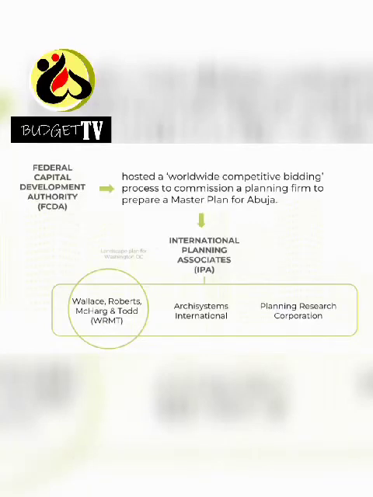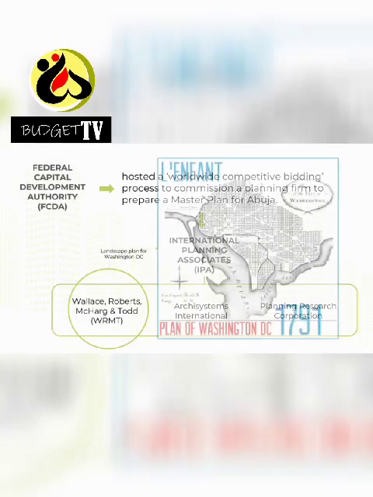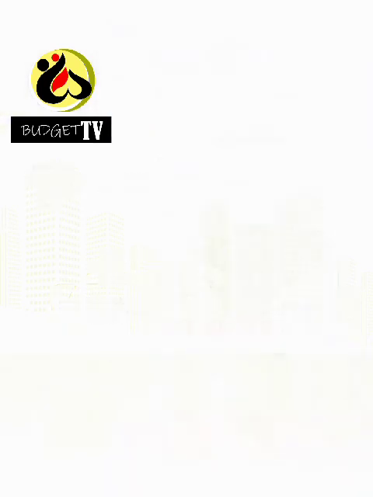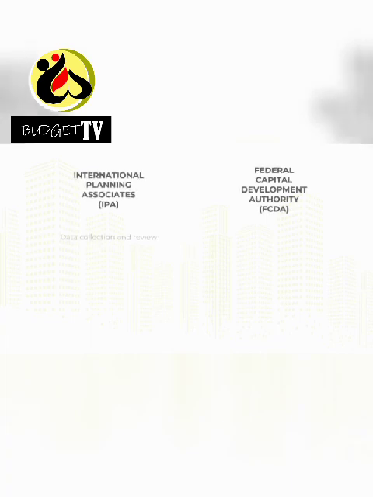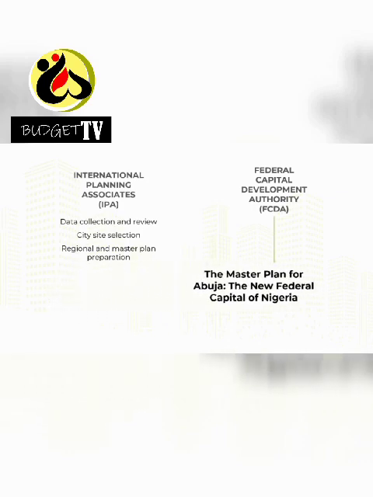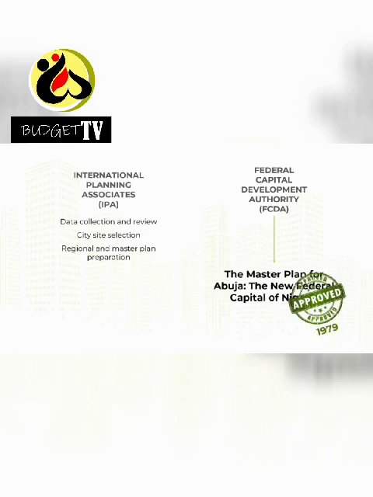State's capital city, where they had prepared a comprehensive landscape plan in furtherance to the L'Enfant original city master plan. After a process that involved data collection and review, city site selection, regional and city plan preparation with accompanying design and development standards manual, the IPA submitted a master plan to the FCDA, which was approved in 1979.